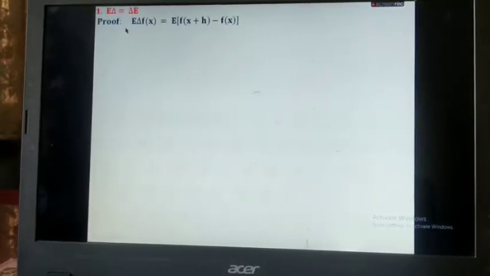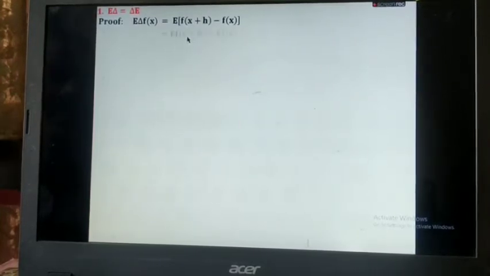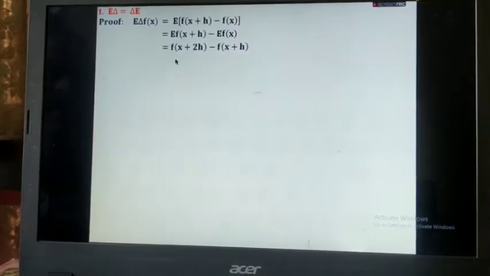For that proof, E·Δ f(x) has been taken. Keep E as it is. Δ of f(x) is f(x+h) − f(x). Then apply E to f(x+h) and to f(x). What happens? E f(x+h) − E f(x). We know that E f(x+h) is f(x+2h), and E f(x) is f(x+h). So this is nothing but Δ f(x+h).